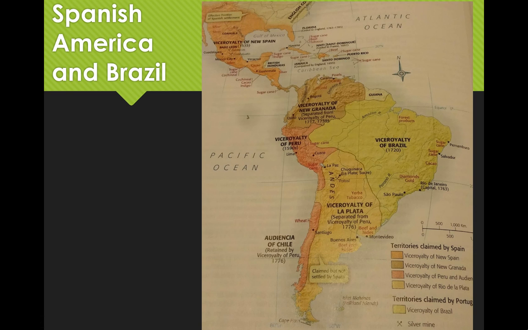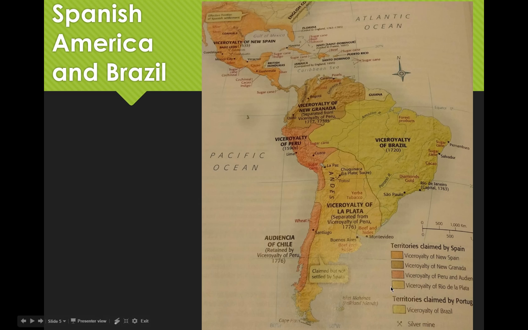So let's move on and talk about Spanish America and Brazil. Take a look at the territories claimed by Spain. A new term for the day is viceroyalty. These are areas that are under control of what's called a viceroy, basically a very powerful governor. And the viceroyalty of Brazil, obviously under Portugal's influence.